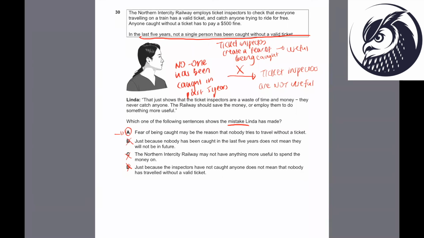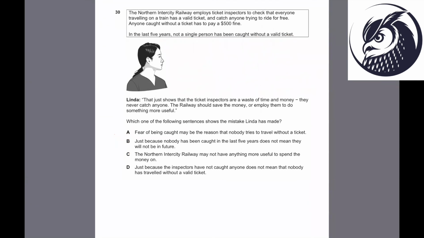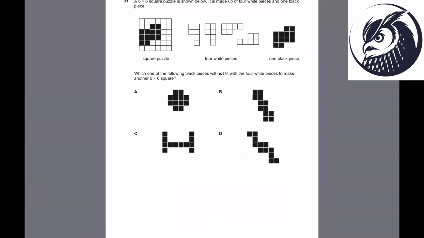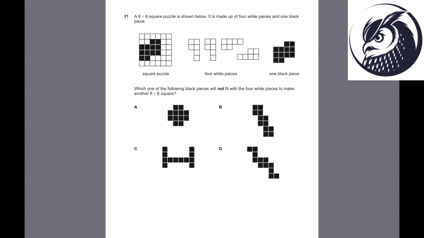Okay, guys, let's keep on going. So let's go to question 31 now. So again, we've got one of our visual spatial reasoning questions, and it's telling us there's a 6x6 square puzzle shown below. It's made up of 4 white pieces and 1 black piece. Which one of the following black pieces will not fit with the 4 white pieces to make another 6x6 white square?